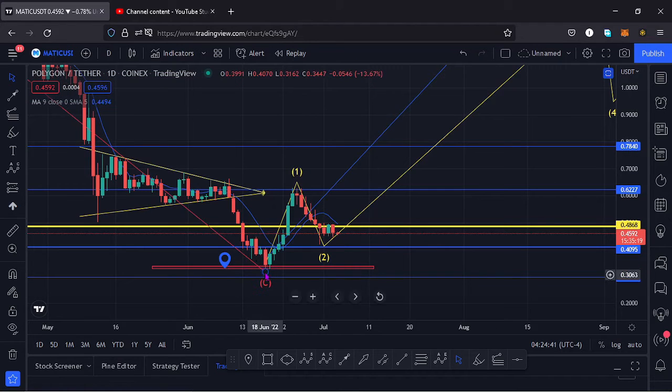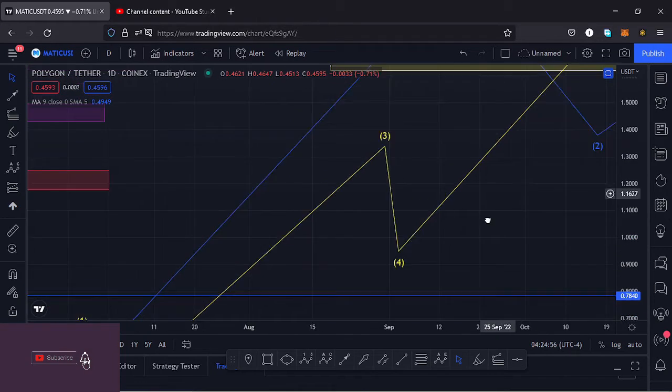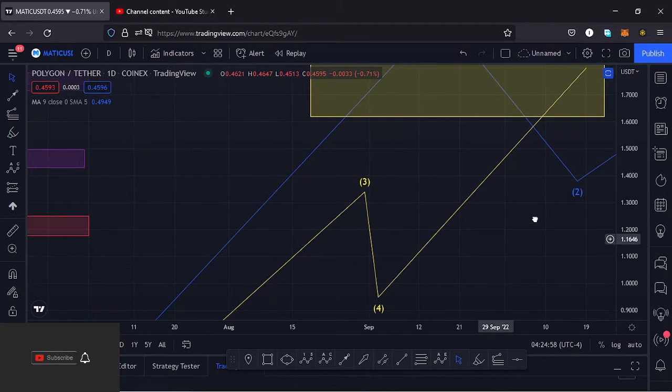And from the low you can see that we have had a very nice bounce to the upper side, and I believe this is a wave 1 to the upper side, and we are in a wave 2 to the lower side. Then soon we might see a wave 3, and then a wave 4, and then a wave 5 that will complete that wave 1 to the upper side.